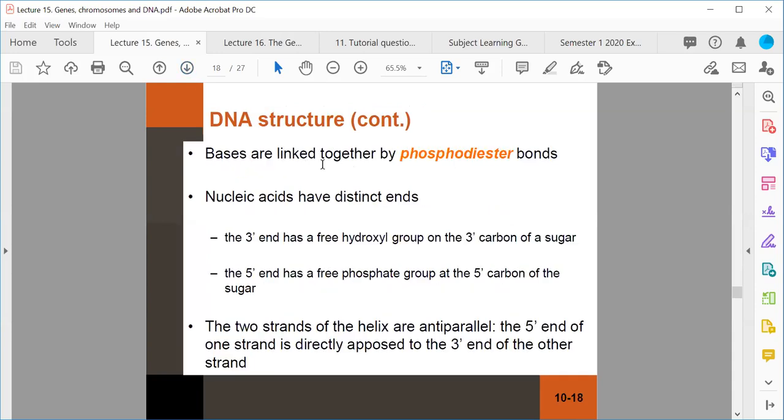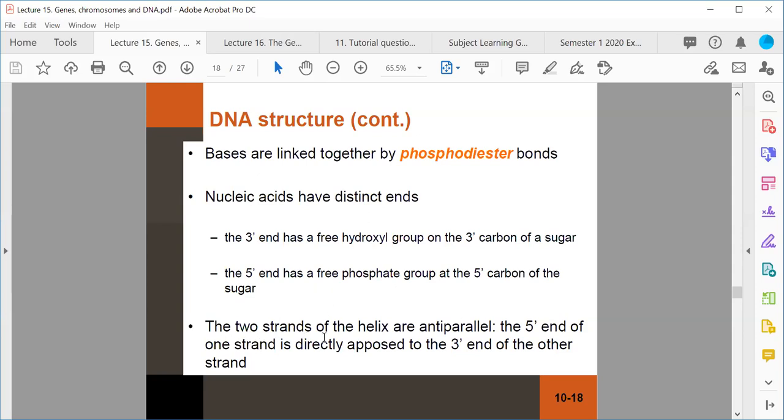We've also seen that the bases are linked together within one of those strands of DNA by bonds called phosphodiester bonds. We've seen that nucleic acids, that is each strand of DNA, has 2 distinct ends. The 3' end has a free hydroxyl group, and that's found on the 3' carbon of the sugar. The 5' end of a strand of DNA has a free phosphate group. And this becomes important for the next part of this lecture.